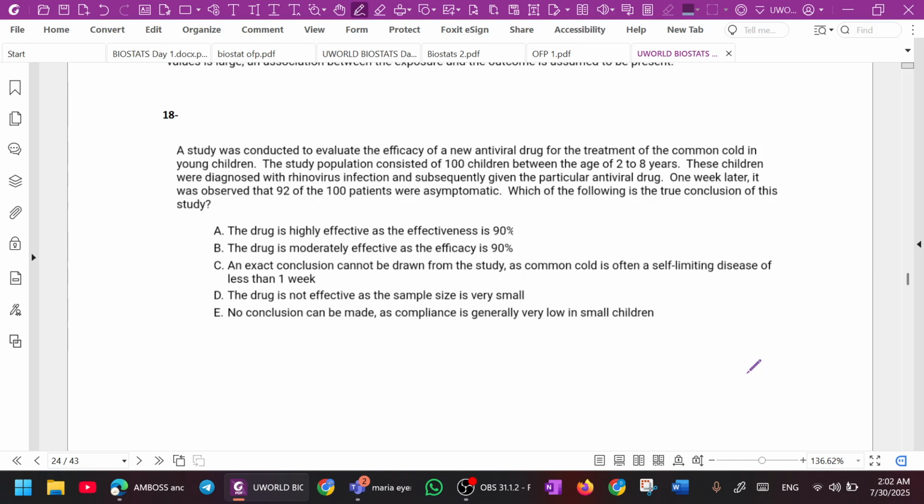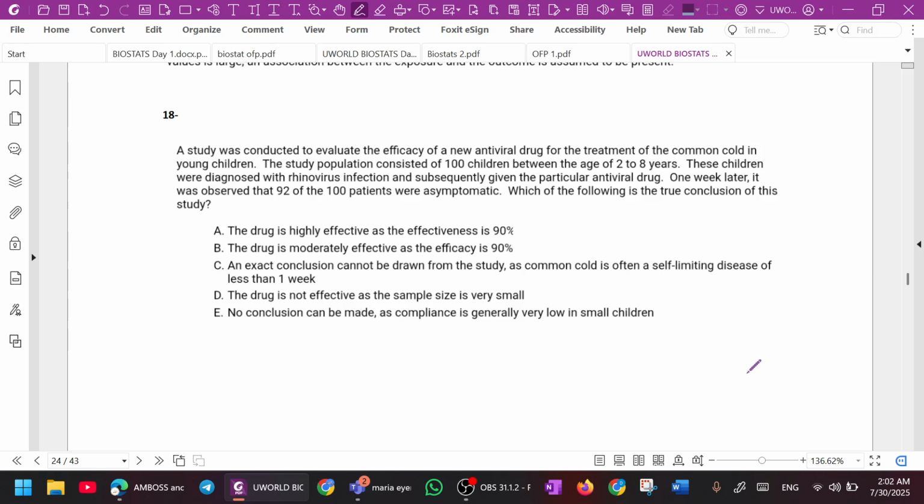Because we know that common cold is a self-limiting disease, and it will fall down, or the disease will recover within 1 week. So in this study they have seen that 1 week later 92 out of 100 patients are asymptomatic, and we are thinking that this antiviral drug has done something great, but it is not because of the antiviral drug, it is because of the nature of the disease.